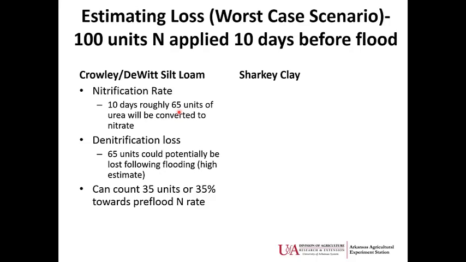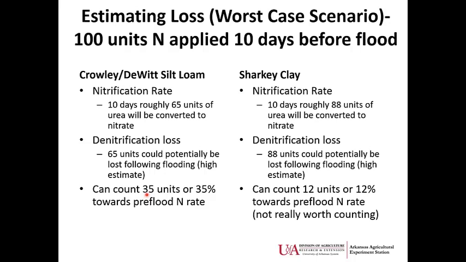And then if we flood the field or we have a high rainfall event that leads to prolonged saturated conditions, that's when we're going to shift over and start to get denitrification losses. And so if we've converted 65 units of that to nitrate, that means that potentially 65 units could be lost to denitrification. And once again, this is going to be a high estimate, but that means we only have about 35 units of that nitrogen left in the ammonium form. So really that's all we can count towards a potential pre-flood nitrogen rate or towards a season total nitrogen rate.